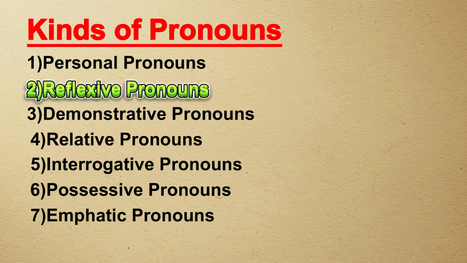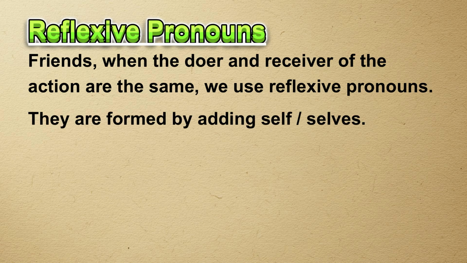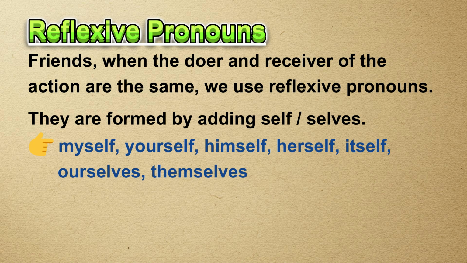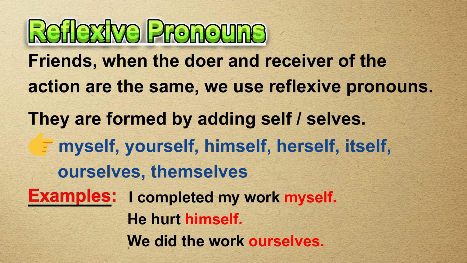Reflexive pronouns. Friends, when the doer and receiver of the action are the same, we use reflexive pronouns. They are formed by adding self or selves. Myself, yourself, himself, herself, itself, ourselves, themselves. Examples: I completed my work myself. He hurt himself. We did the work ourselves.